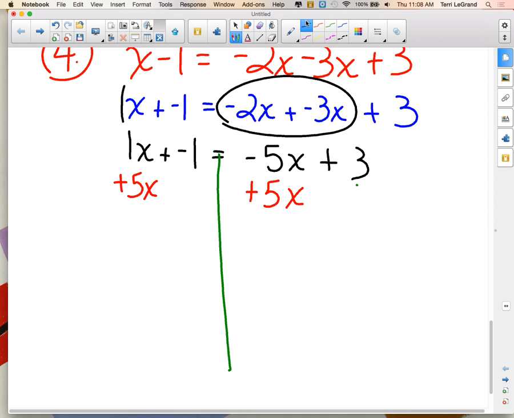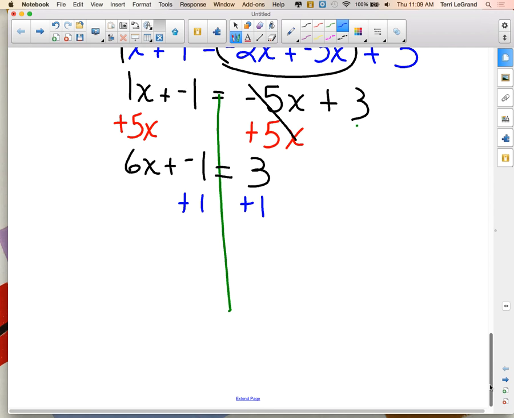1x plus 5x, 6x. What's left on the other side? 3. Now what would be the smartest move we could make? You would add 1. We could add 1 to both sides. Add 1. That undoes that plus a negative 1. And now we have 6x by itself. These guys take care of each other. 3 plus 1 is 4.